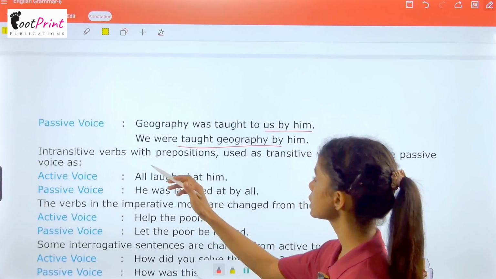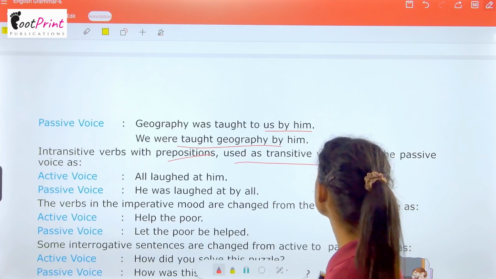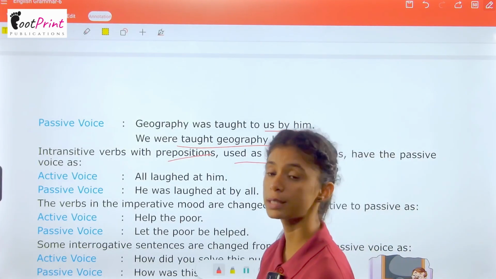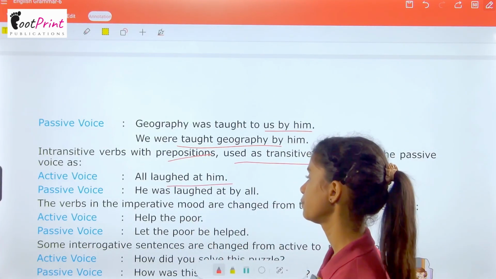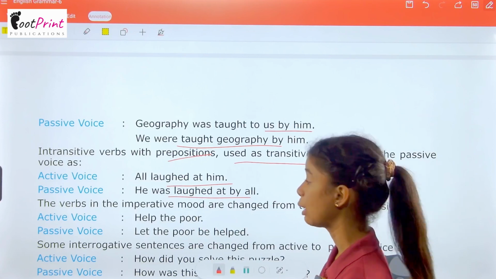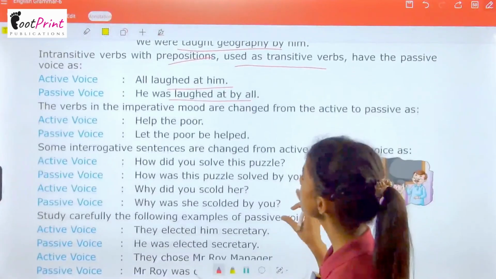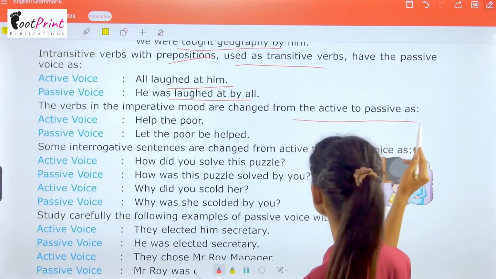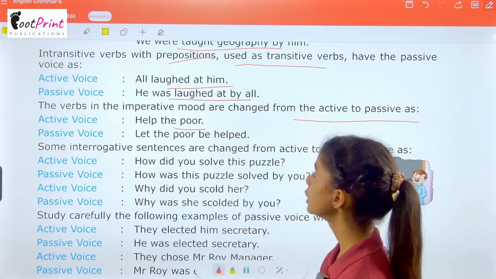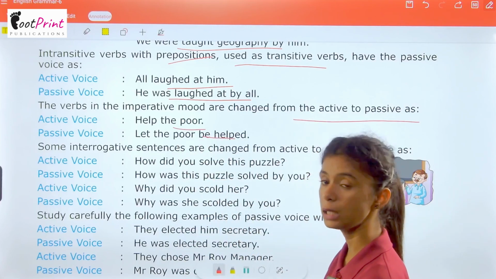Now, intransitive verbs with preposition used as transitive verbs have the passive voice, as: all laughed at him. He was laughed at by all. The verbs in the imperative mood are changed from active to passive. How? Help the poor. Let the poor be helped.